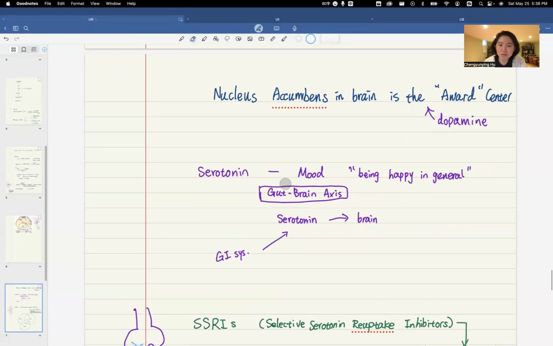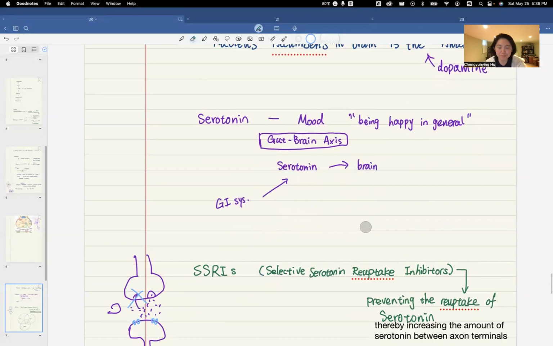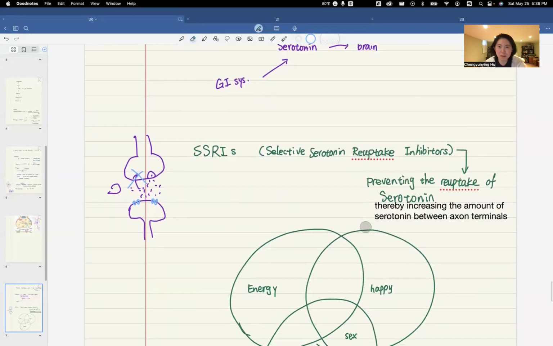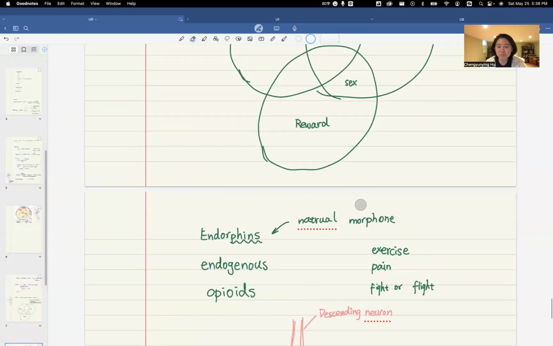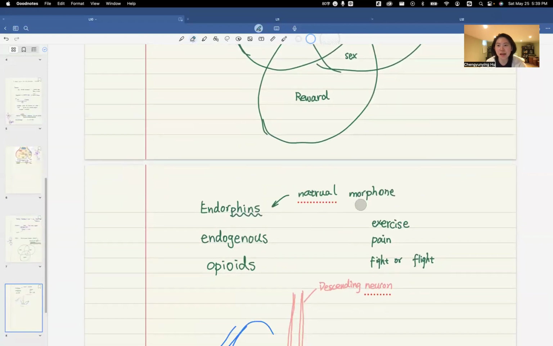All right, let's move on to serotonin. Serotonin is a happy hormone that's secreted in the GI system, and it travels through the bloodstream to the brain. And we have this medication, SSRI. It prevents the reuptake of serotonin. So more serotonin will be left at the cleft, at the axon terminal, which makes the person happier.